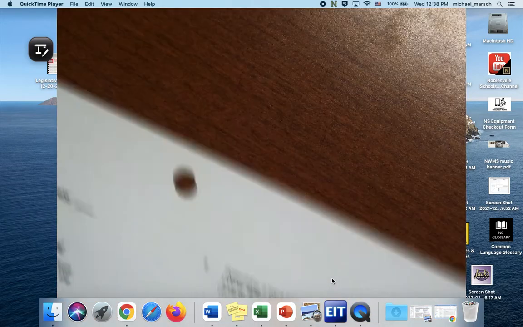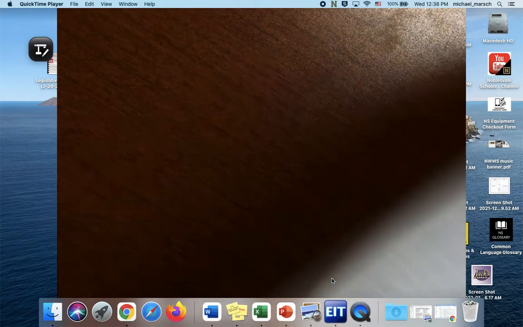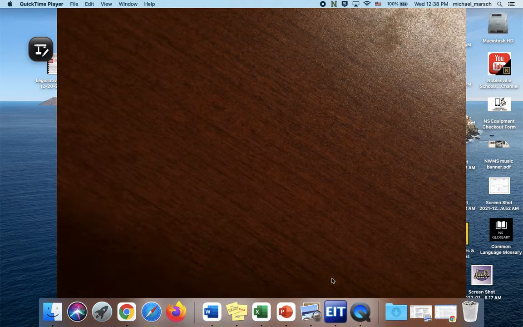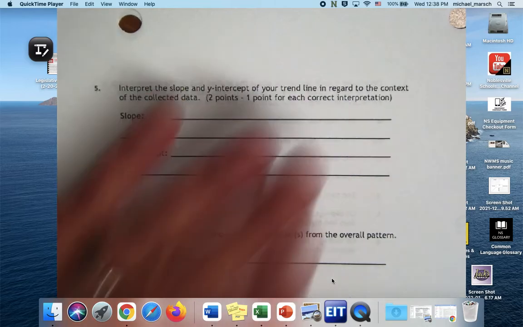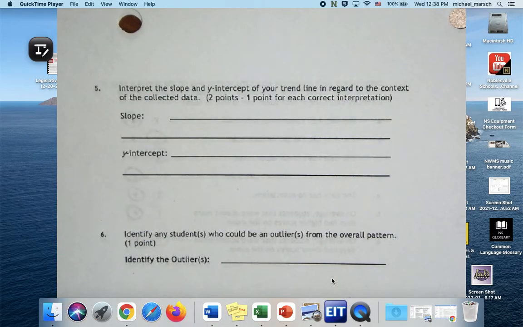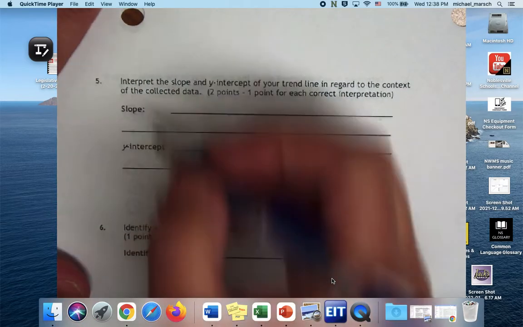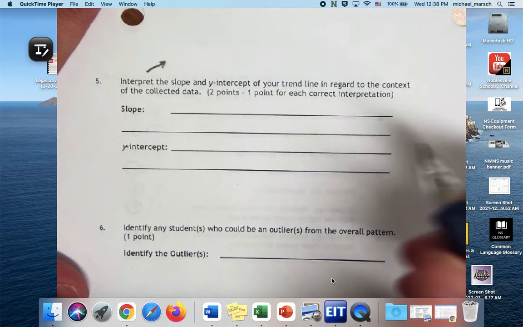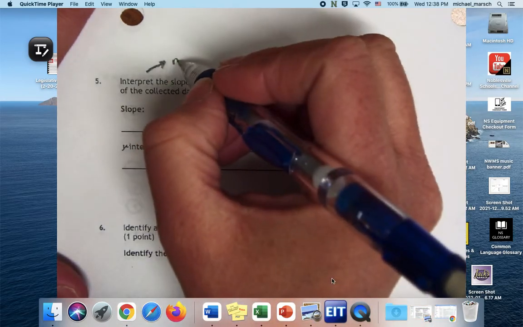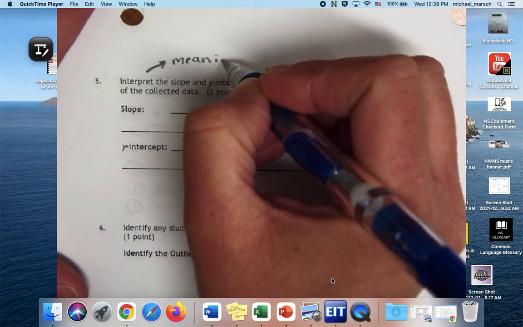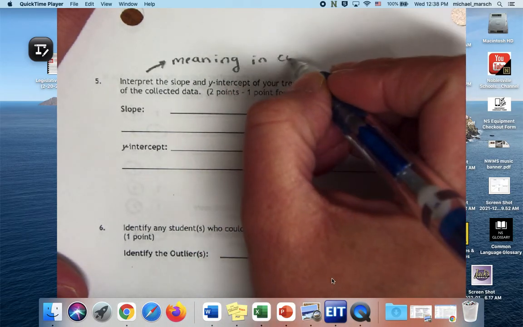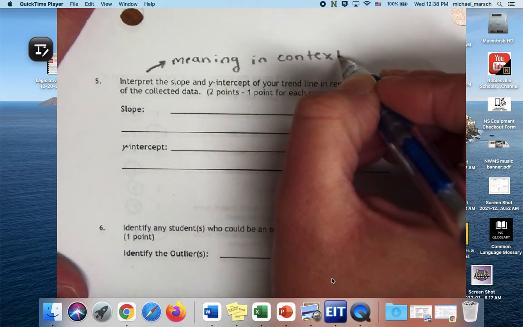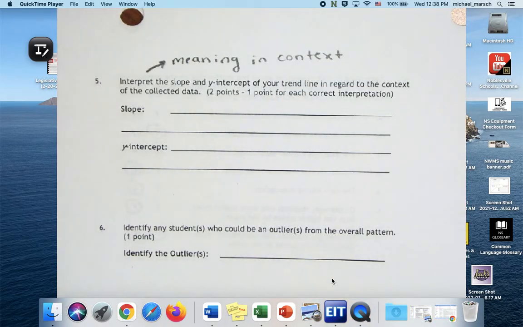All right, turn the page. Let's look at number 5 together. This is a little bit different. We haven't quite covered these yet, so that's why there's 2 of these on the study guide. What does it mean to interpret something? Basically, just like state it. Yeah. Meaning in context. Meaning, what do the numbers mean in relationship to the scenario of absences and exam grades?